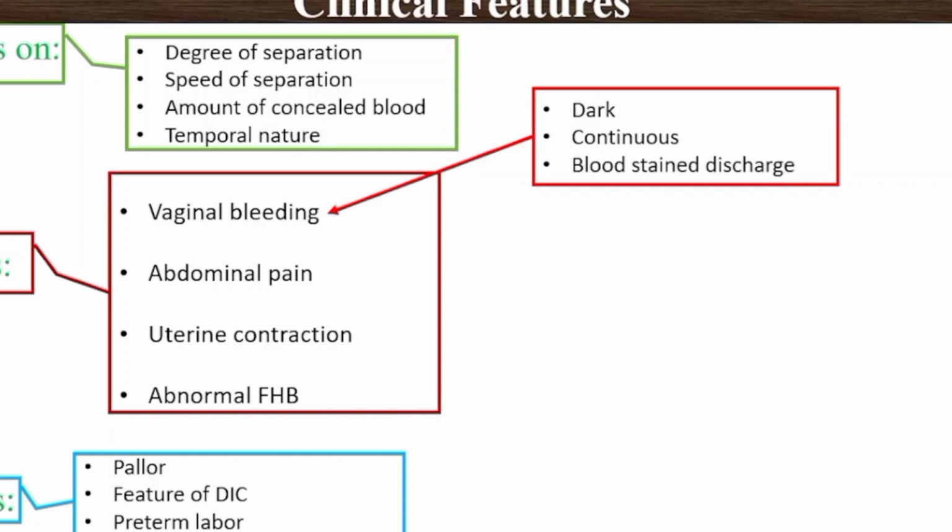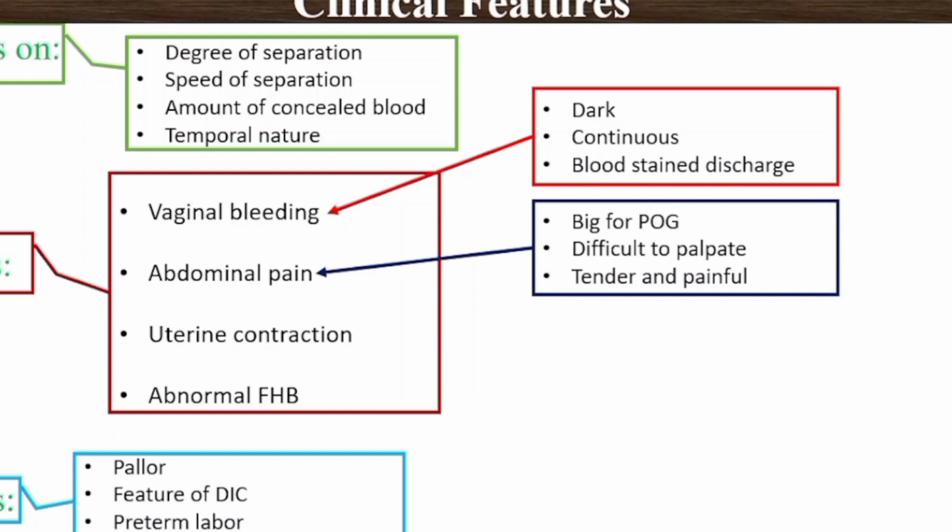When you see vaginal bleeding, it is usually dark and continuous, and sometimes there will be a blood-stained discharge through the vagina. Abdominal pain, or generally the abdomen will be big for the period of gestation because some blood will be collected inside the uterus between the placenta and the decidua, which leads to enlargement of the abdomen. So the abdomen will be large for gestation when we compare it to the period of amenorrhea. That's one finding. But sometimes it will be proportional to the period of gestation.